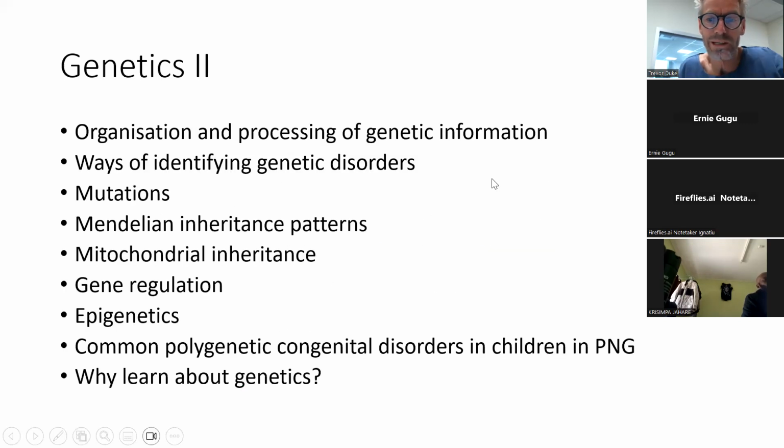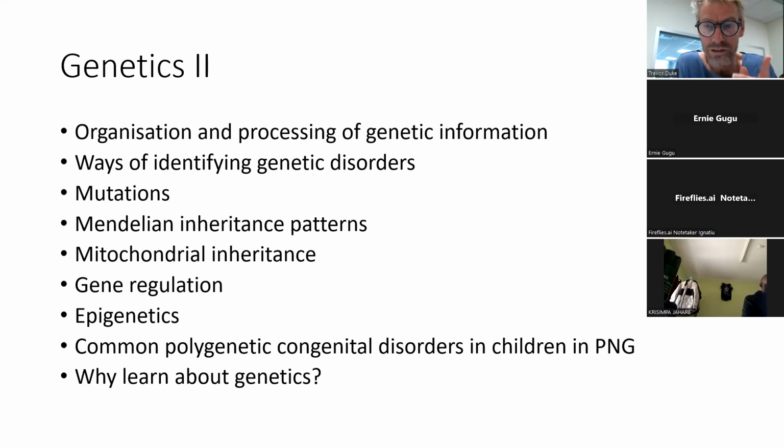Okay, this is what we're going to talk about today. Firstly, the basics. So I'm going to talk about the organization and processing of genetic information. And what that means is how genes are organized onto chromosomes, where they are in the cell, in the nucleus, and also in the mitochondria, and how they are transcribed and translated into messenger RNA and then into proteins, amino acids combined into proteins, and how all that works.